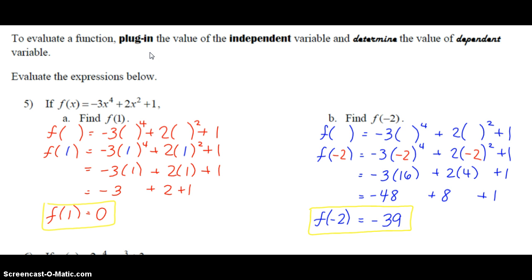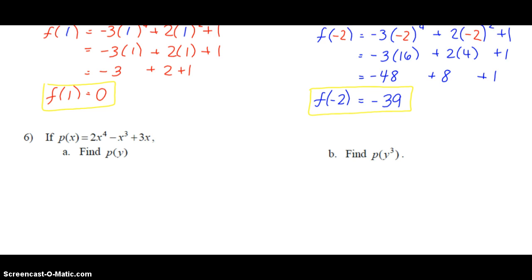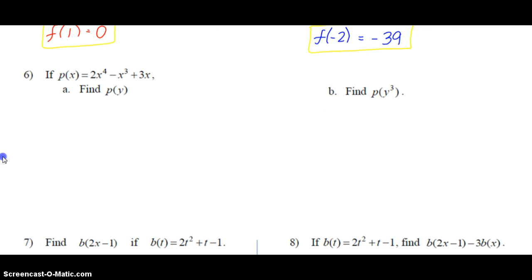You should have found 5A and 5B fairly straightforward. We're just plugging in a constant for x in each of these. If you need to make any corrections, stop the video now and make your corrections. Remember to box your answers as you're working so that that really stands out for you. And just a reminder, part B of number 5 had a negative value. So remember, your power rules are going to be consistent with negatives and positive, but they're going to be different between negatives and positives.